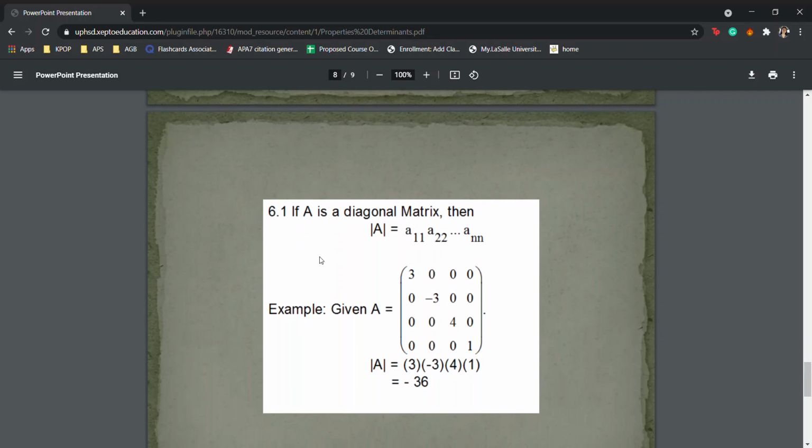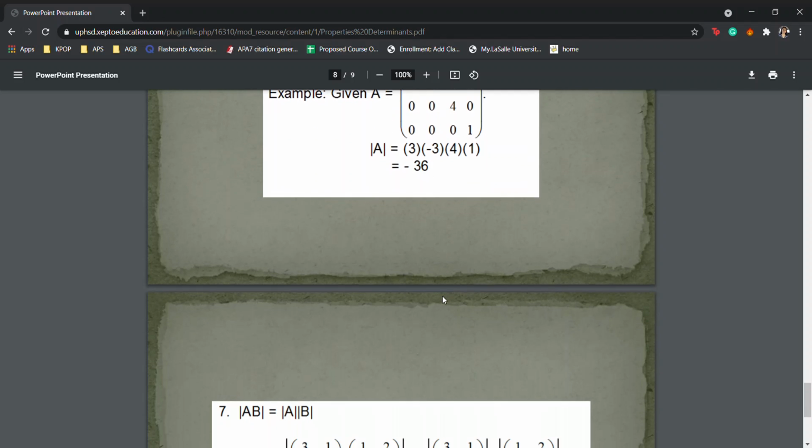Additional properties. Okay, 6.1 is just an extension of property 6. It is a diagonal matrix. Just like what we did earlier, the determinant of matrix A, which is a diagonal matrix, is simply the product of 3, -3, 4, and 1, the elements along the main diagonal, which is equal to -36.